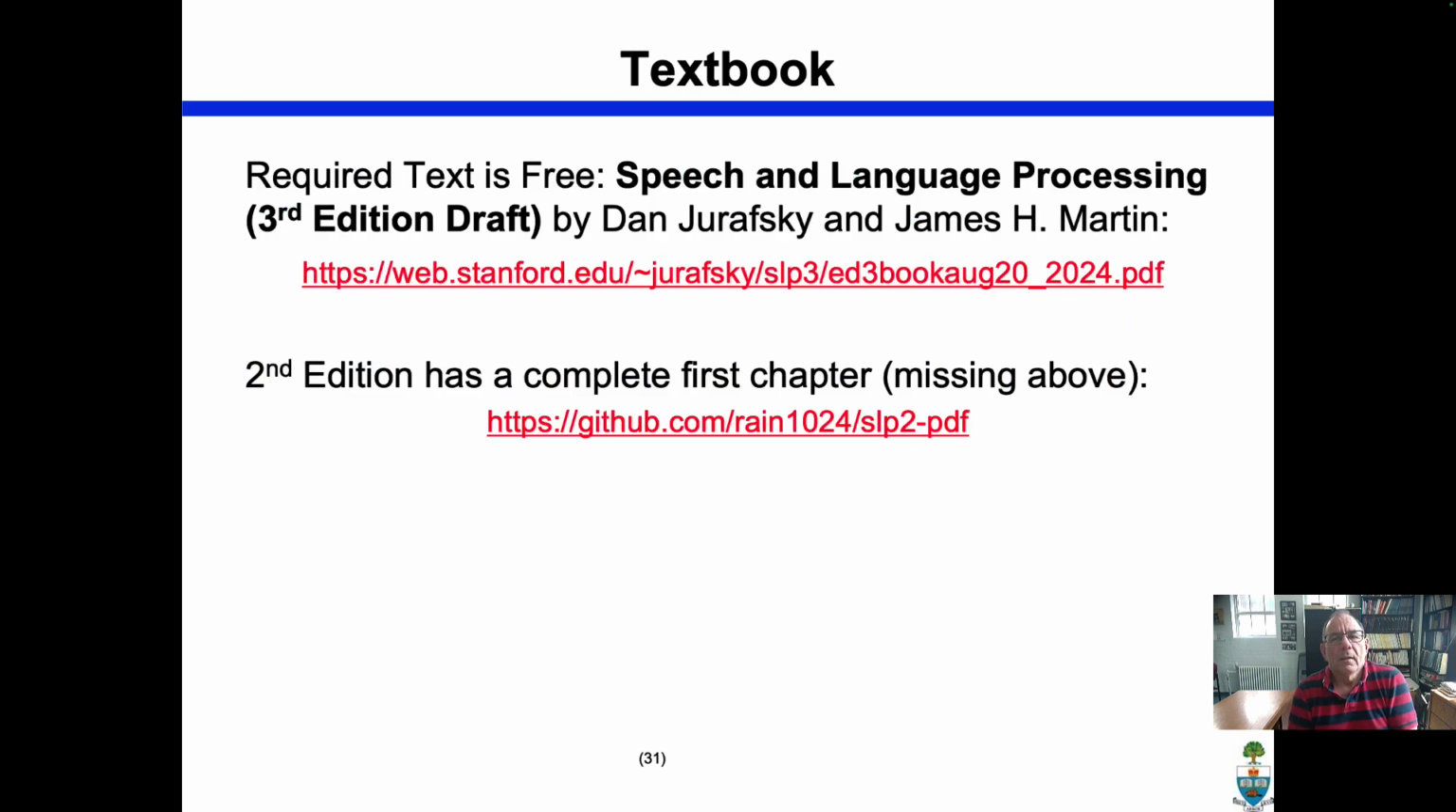The textbook in this course is free. It's amazing. Professor Jurafsky and Professor Martin have been working on the 3rd edition of a famous textbook that's online at this link. It's called Speech and Language Processing. It's not quite complete. The first chapter is missing, but their 2nd edition is online, and you can read their first chapter there. It's just an introduction.